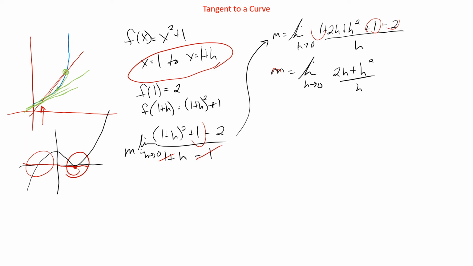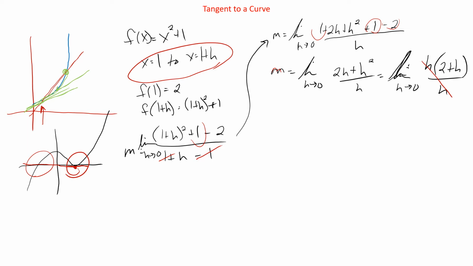Because now what we have left, everything at the top has an h, so we can factor an h out of that. That was a horrible limit sign. Limit as h goes to 0 of h times 2 plus h over h. We can cancel the h's, and now we can take the limit as h goes to 0.